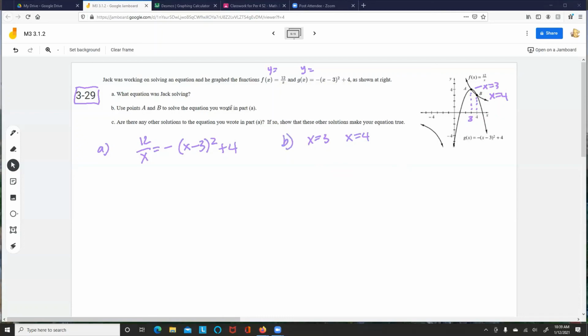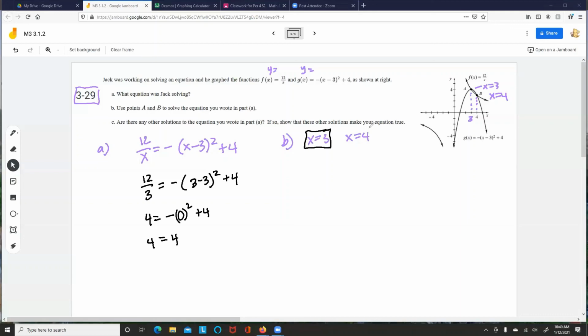But it says use this to solve our equation. So we need to plug these in. Are these solutions? So we need to plug these into the equation. So let's go ahead and plug them in. Let's plug in 3. 12 over 3 equals negative 3 minus 3 squared plus 4. 12 divided by 3 is 4. 3 minus 3 is 0, so we get negative 0 squared, which is just 0, plus 4. So 0 plus 4 is 4. We get 4 equals 4. So this is a solution, not extraneous, right? It should be a solution because it's on the graph.